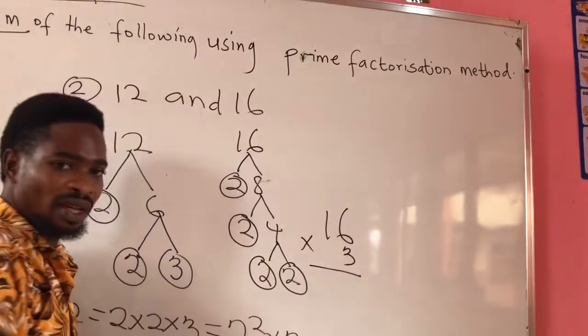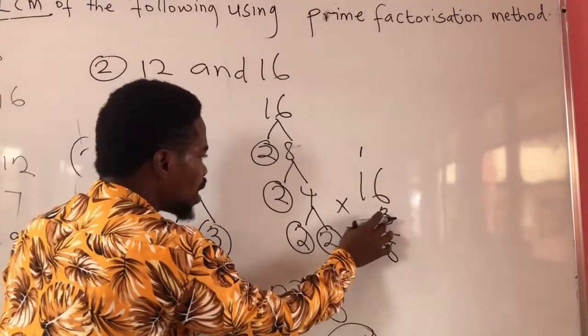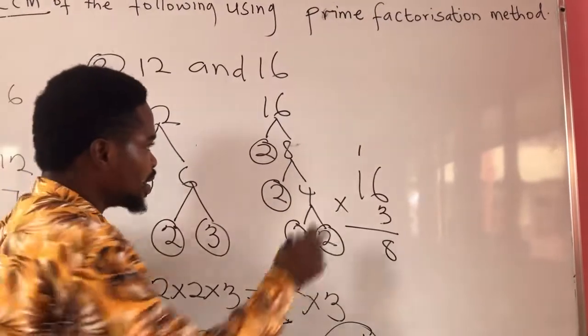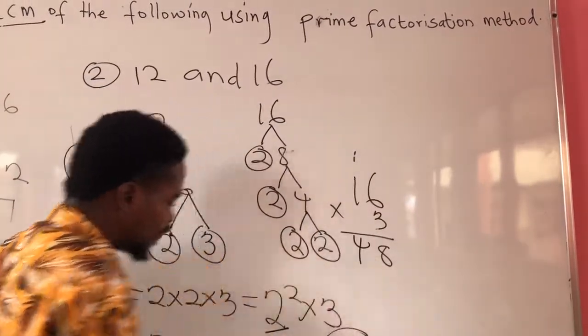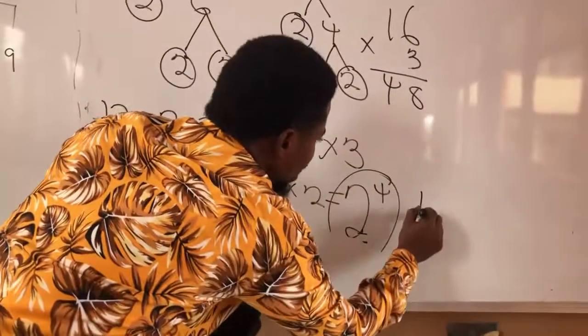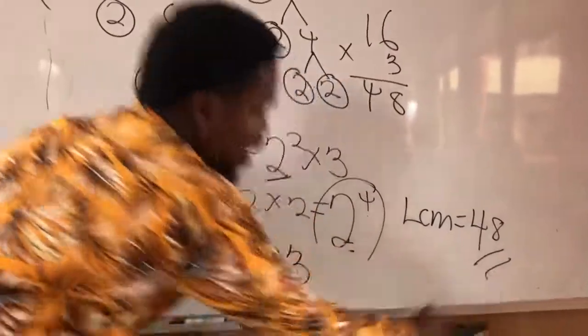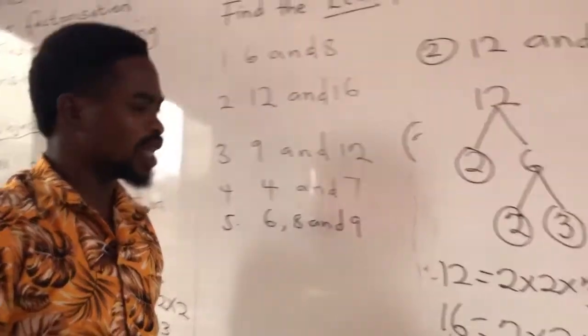6 times 3 is 18. You write 8, carry 1. 1 times 3 will give us 3. Plus 1 will give us 4. So our LCM is 48.